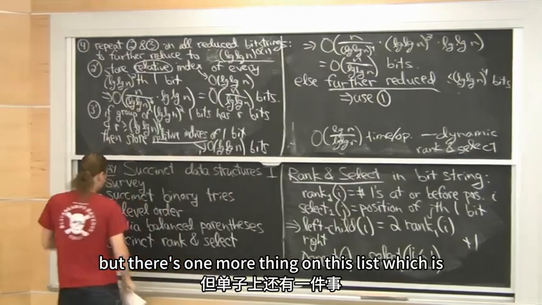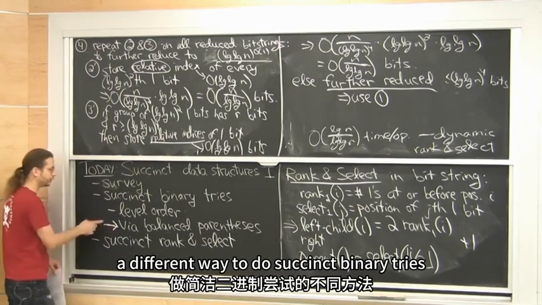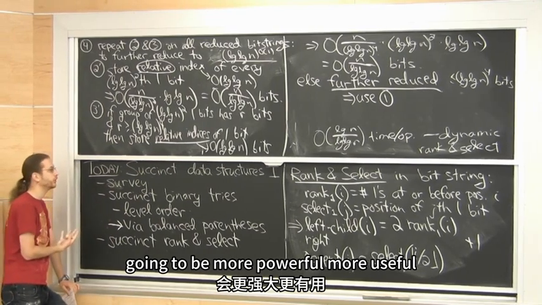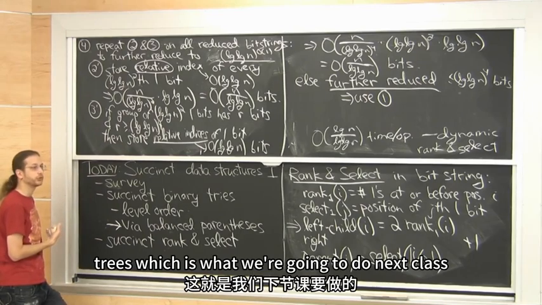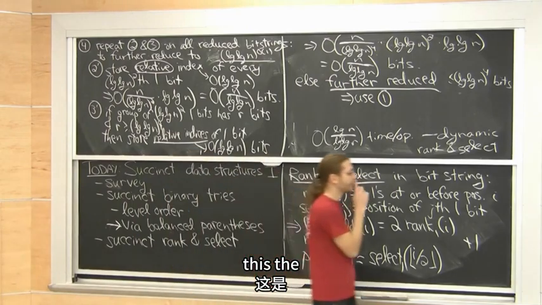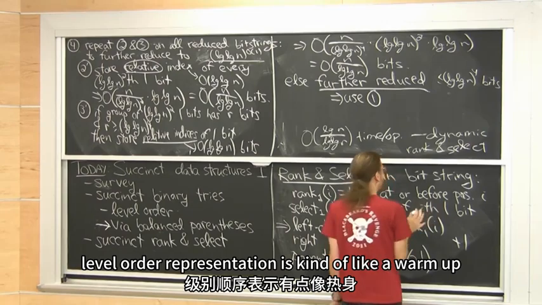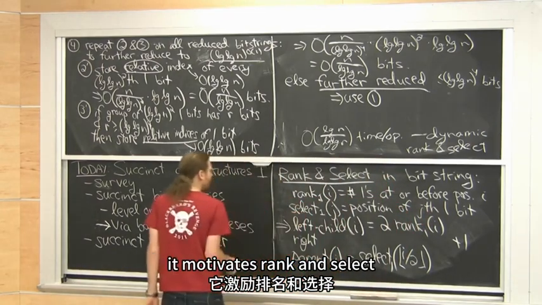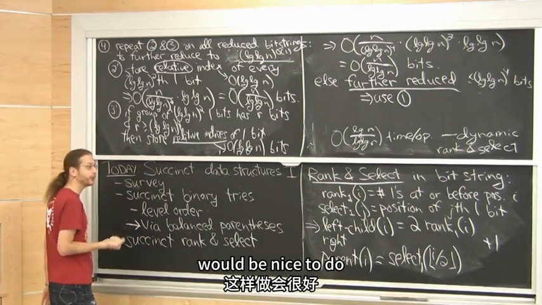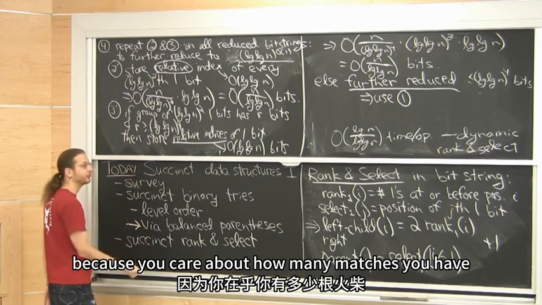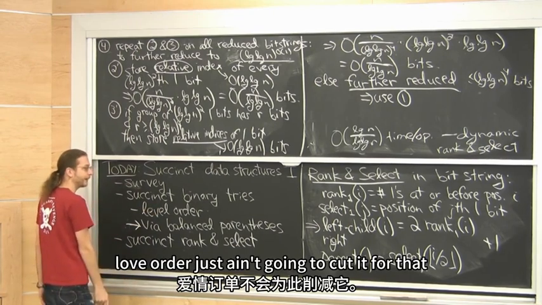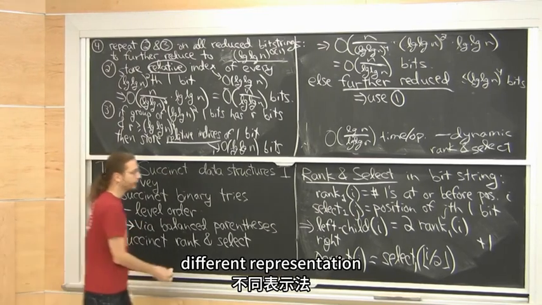But there's one more thing on this list, which is a different way to do succinct binary tries. And this different way is going to be more powerful, more useful for things like suffix trees, which is what we're going to do next class. So I want to tell you a little bit about this. The level order representation is kind of like a warm-up. It motivates rank and select. But it does not let us do subtree size. Subtree size would be nice to do, because you care about how many matches you have after you do a search down a suffix tree. Level order just ain't going to cut it for that.